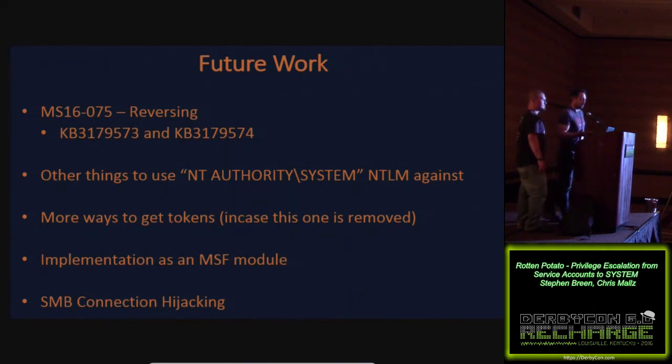What we're talking about here is the stuff that fixed the old version of Potato. We're still not completely convinced that it's hopelessly broken. It's just broken for now. And then obviously we can look at other things to use the anti-authority system against. There's probably quite a few other things that we just haven't even really bothered to look up: more ways to get the tokens, more triggers. There's plenty of those. I don't see any of them really going away anytime soon.